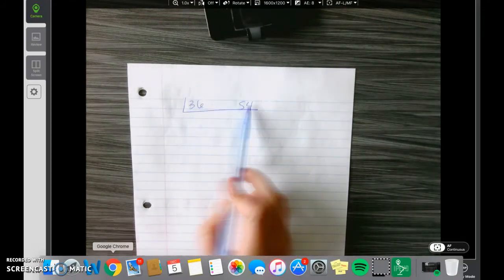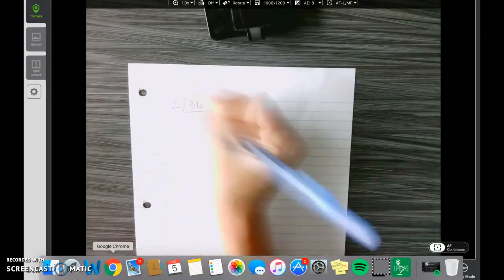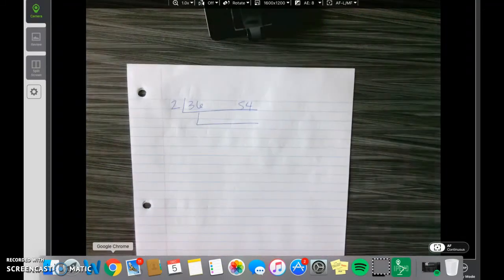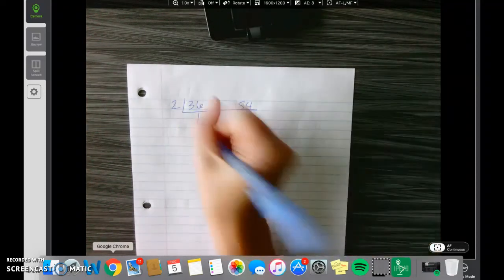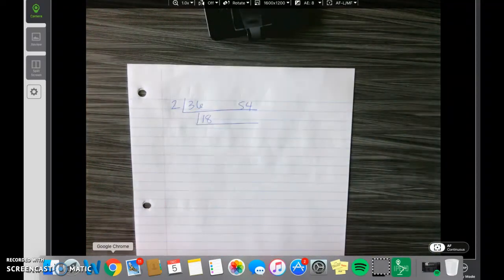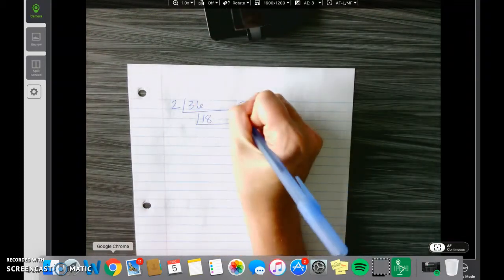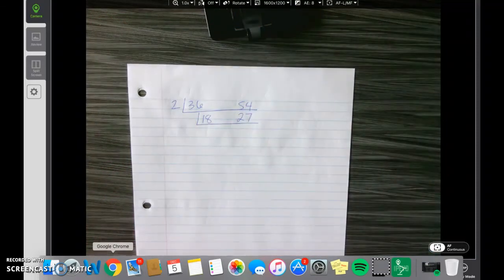So I know that both of these numbers are even, so I'm going to choose a 2. So what I'm going to do now is 36 divided by 2, which is 18, because 2 times 18 makes 36. And then 54 divided by 2 is 27.